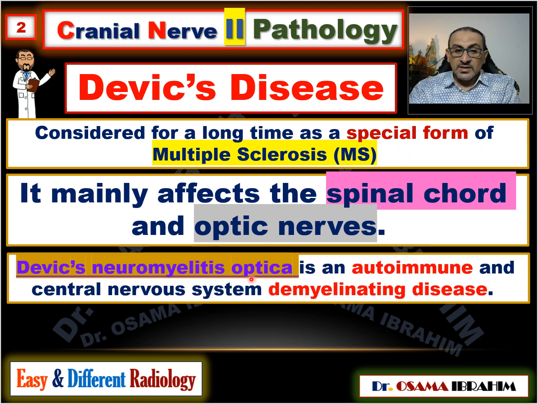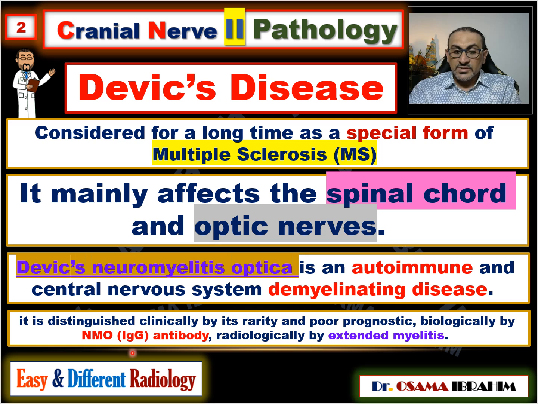Devic disease is neuromyelitis optica. This is the other name of it. Neuromyelitis optica is an autoimmune demyelinating disease. So the triad should be spinal cord involvement, optic nerve involvement, and the third part of the triad to diagnose Devic neuromyelitis optica is autoimmune antibodies, the neuromyelitis optica antibodies, which can be detected in the lab.